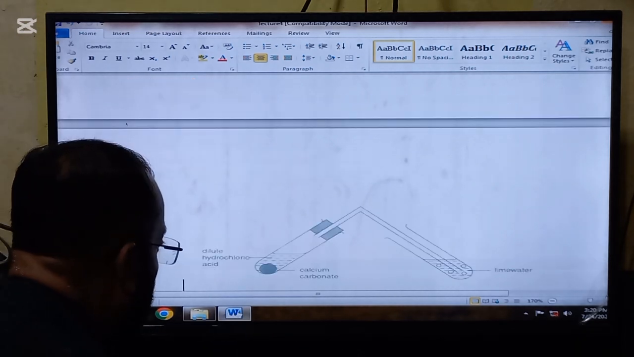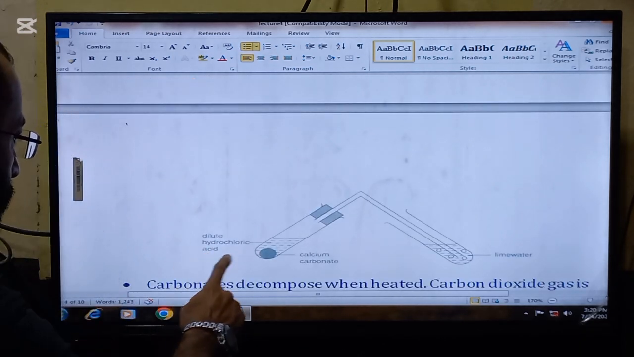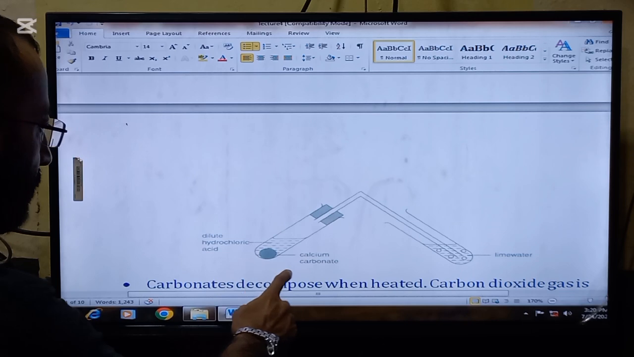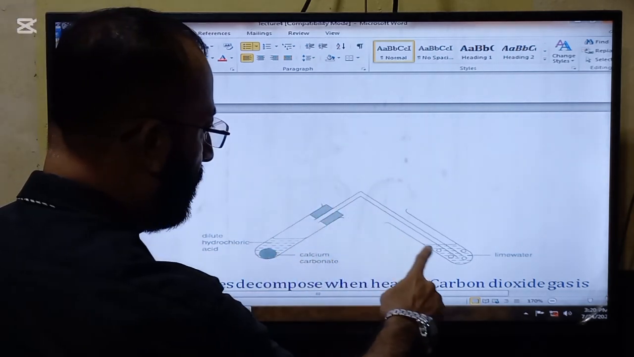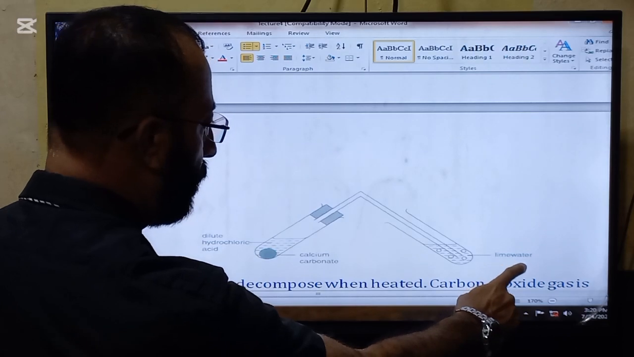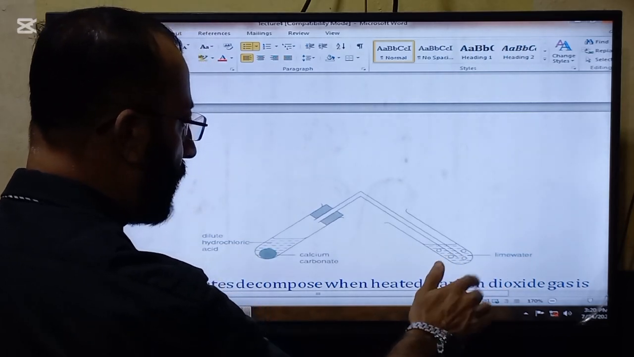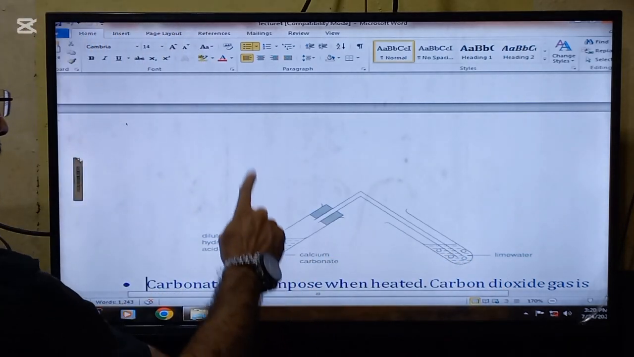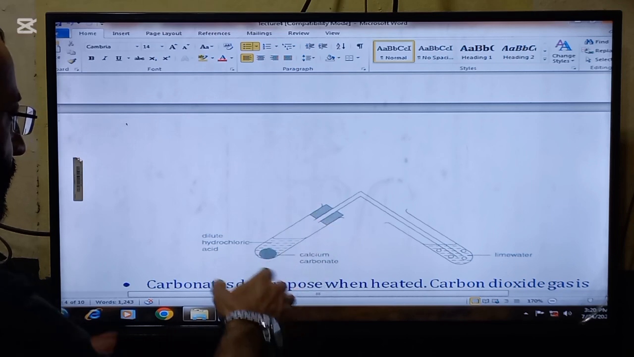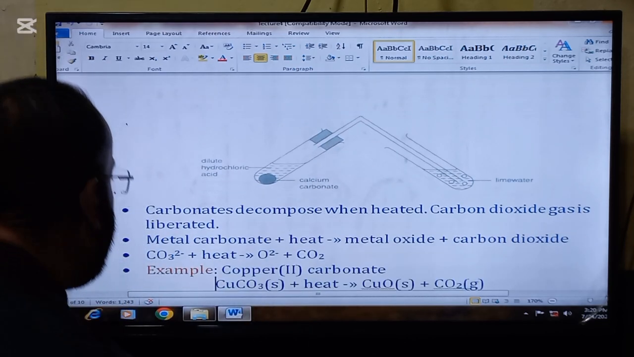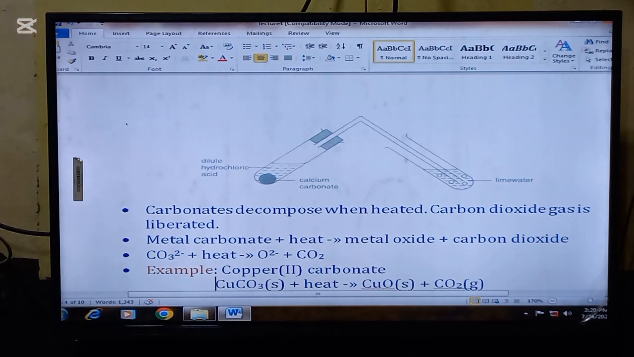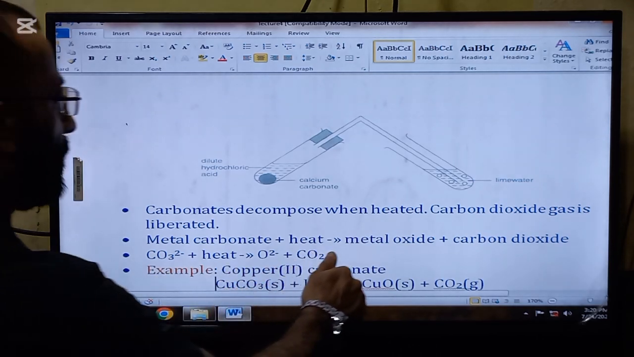So look now how. Dilute hydrochloric acid is reacting with calcium carbonate. Gas will be formed and that will be passed through the lime water. If it turns the lime water chalky, that will be the sign that carbon dioxide is the gas and the carbonate ion is there. Carbonates decompose when heated.